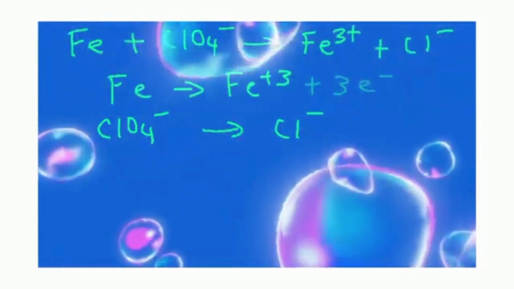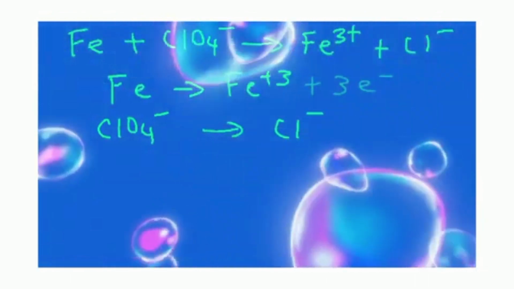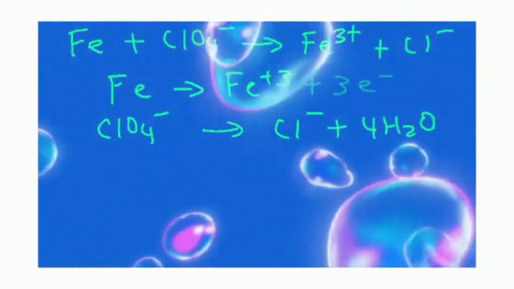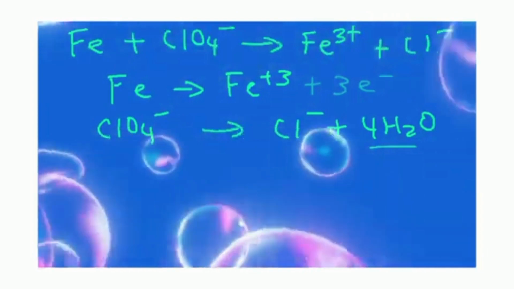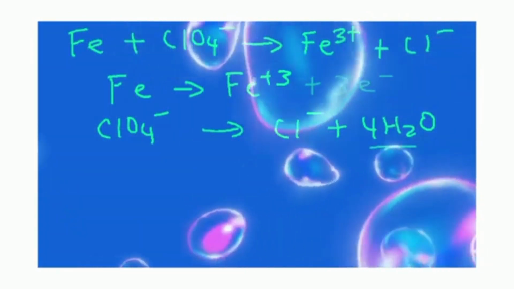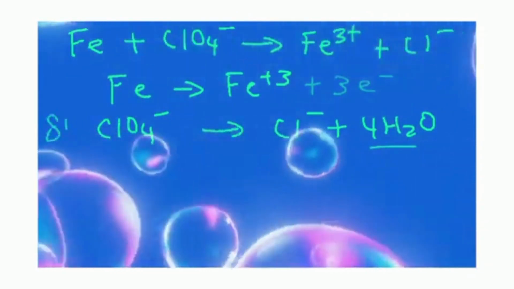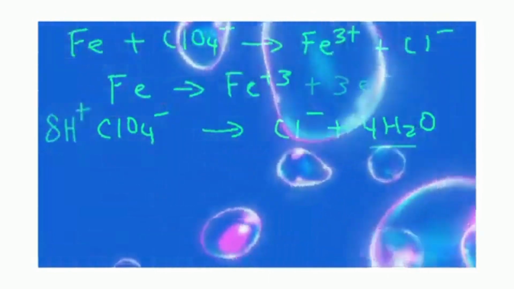Now we're going to balance this under acidic conditions first. So we're going to start by adding water molecules. How many water molecules do we need to add to this reaction, and to which side should we add it? Notice that we have more oxygen atoms on the left side. So we're going to add 4 water molecules on the right side so that the number of oxygens are balanced. But now notice that we have 8 hydrogen atoms on the right side. So we need to add 8 hydrogen atoms to the left side. So we're going to add it in the form of 8 H+ ions.